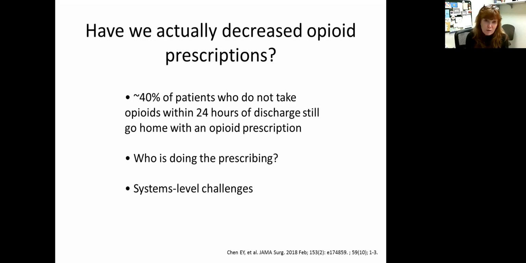And this happens with other medications as well. So PPIs, our hospital did a study probably 2 years ago looking at PPIs, patients that were admitted not on a PPI, no indication for a PPI, and discharged on a PPI. So it's not just opioids, but it is something to keep in mind.